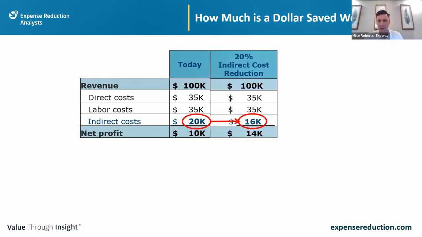All right, so the reason we use a 20% indirect cost reduction is that's typically what we average at ERA when we're doing a cost review for our clients. So let's take, for an example, a 20% reduction in indirect costs. That would lower indirect costs from 20,000 to 16,000. The net impact is 4,000 additional dollars that flow directly to the bottom line.